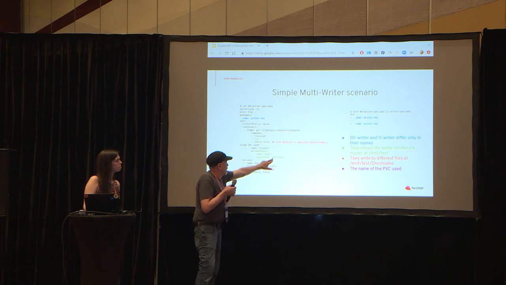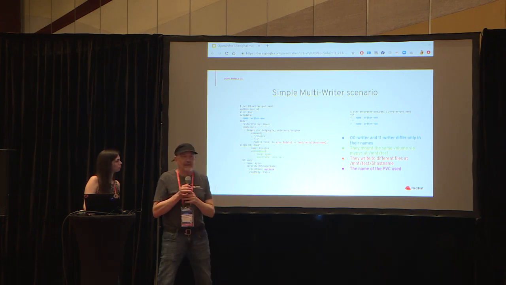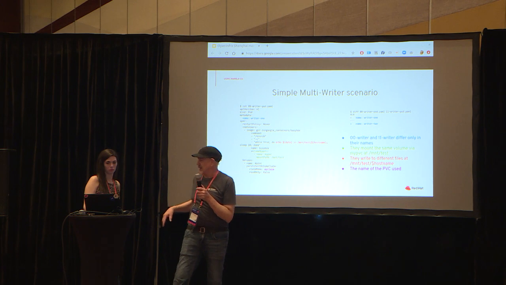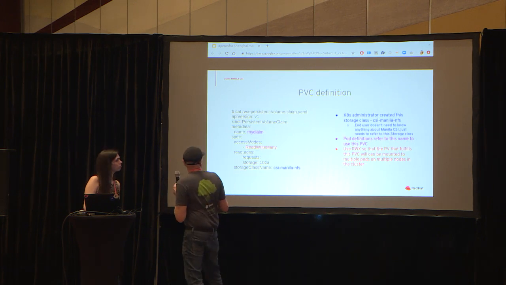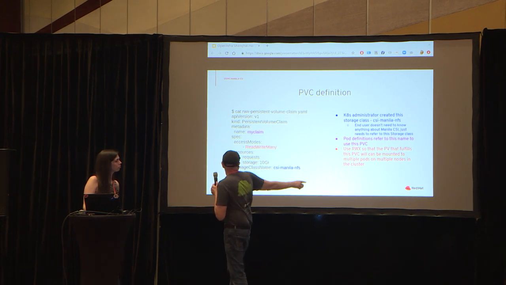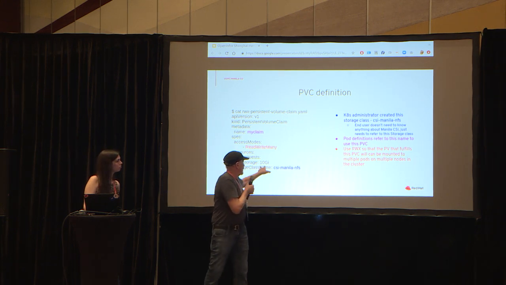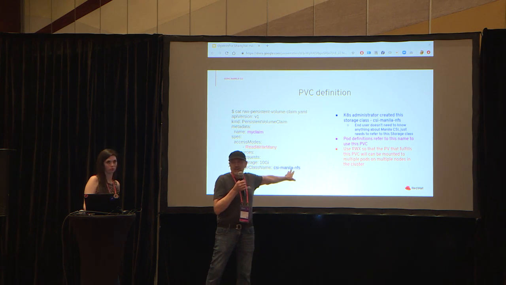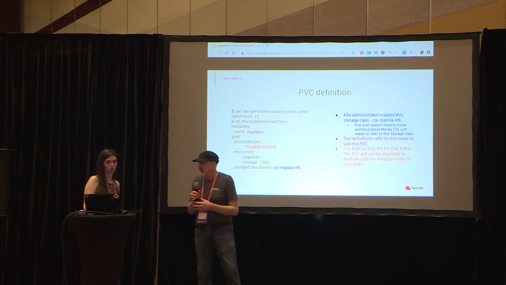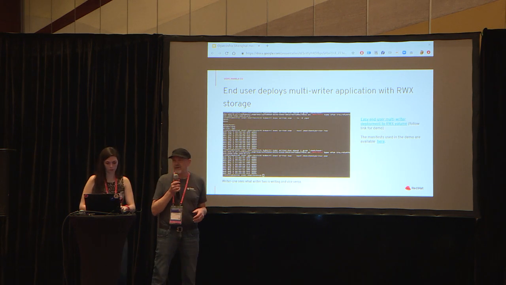We're mounting this through a PVC, and the claim name is my claim. This will all be online. I'm going to run through it quickly because I'm running out of time, but you can see how it works later. Now, my claim shows up in a PVC, and the PVC is read-write-many, 10 gig, and it referred to a storage class that the administrator created. Okay? We'll run through this quickly in a screencast.